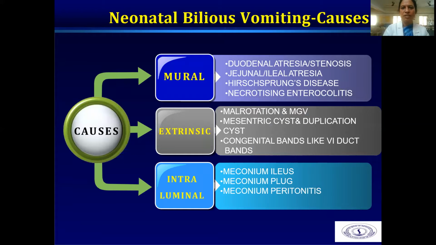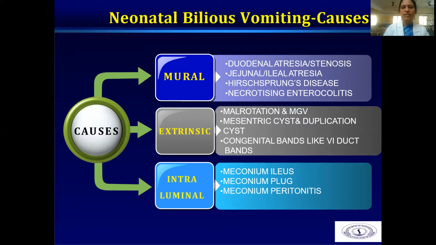Neonatal bilious vomiting, the other causes can be listed down into mural causes, extrinsic causes, and intraluminal causes. The mural causes may be duodenal atresia or stenosis, jejunal or ileal atresia, Hirschsprung's disease, necrotizing enterocolitis. So the mural reason is pertaining to duodenal atresia and duodenal stenosis, jejunal or ileal atresia, Hirschsprung disease, and necrotizing enterocolitis. All these are put under mural.